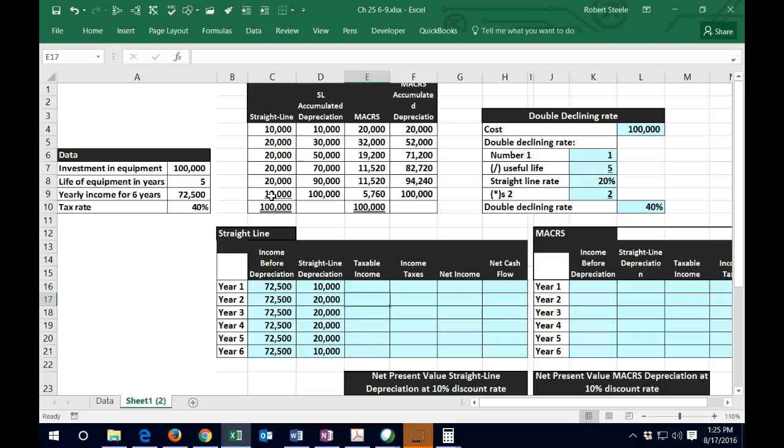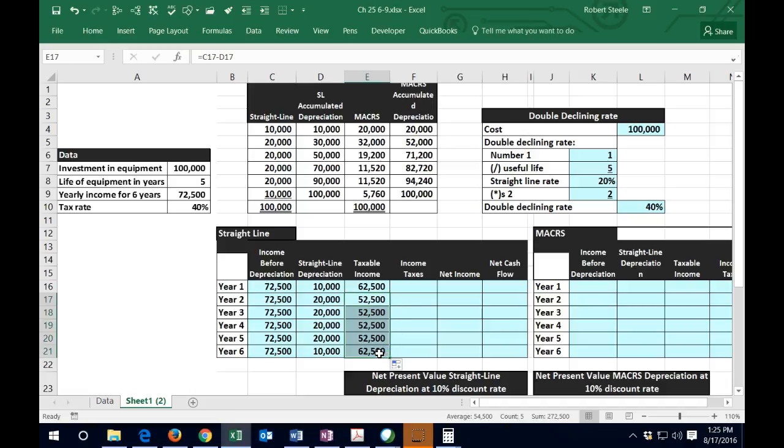Then we've got the taxable income. If we were to calculate the taxable income, it would be equal to the 72.5 before the depreciation minus the 10,000 in this case. In year 2, the 72.5 minus the 20,000. And yes, we could copy that down and it should subtract those out. So I'm going to just put my cursor here, autofill, and drive it down.